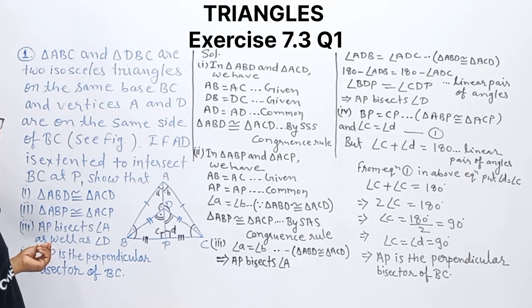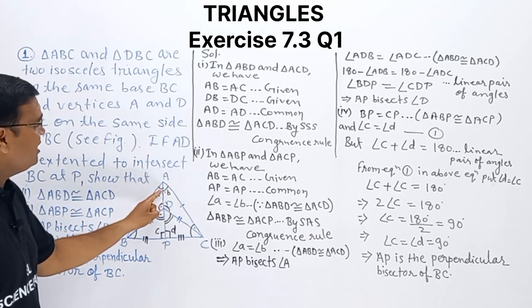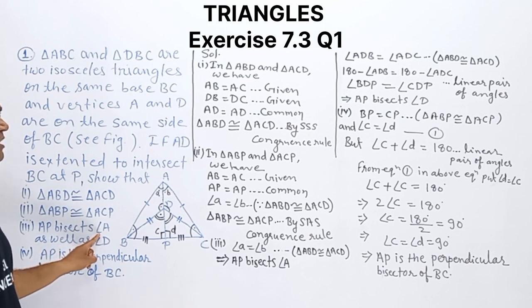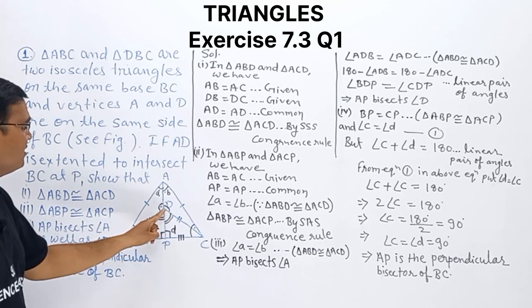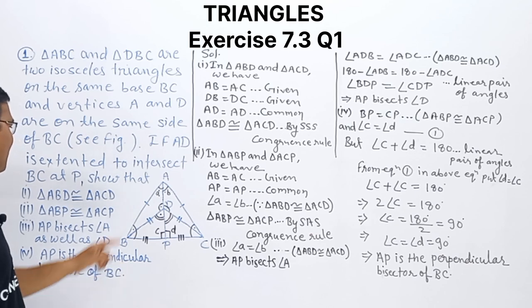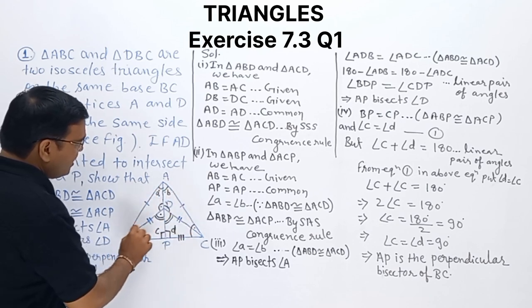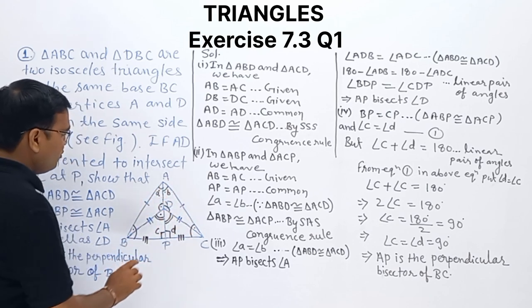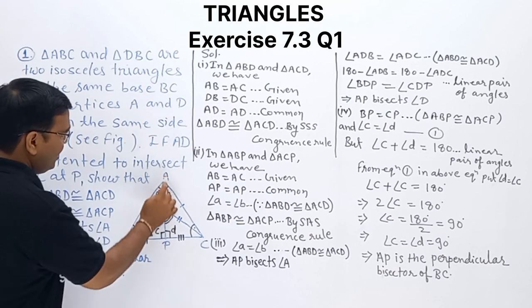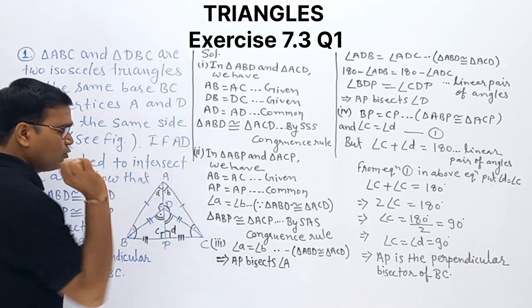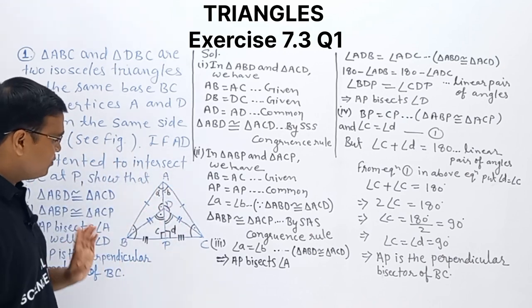Now the third question, we want to prove AP bisects angle A. Simple. We proved angle A equal to angle B, so we can say AP is bisecting angle A. Similarly, AP is bisecting angle D also. How? In these two triangles, angles ADB and ADC are what? Equal. Why? Because we already proved this triangle is congruent to this one. So this angle equal to this one.